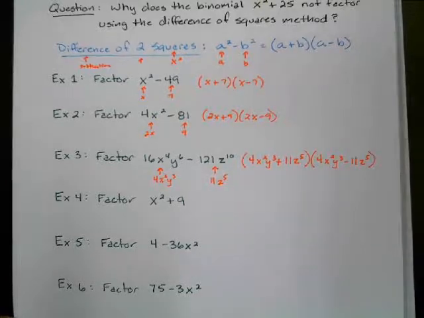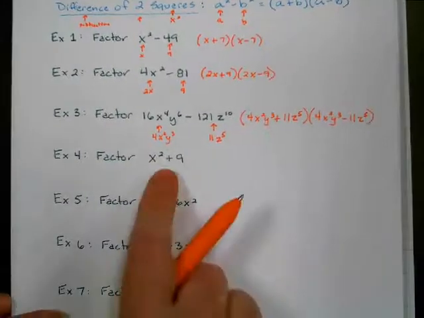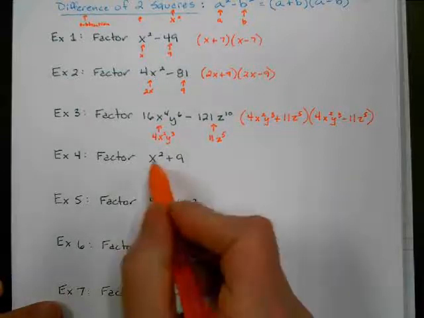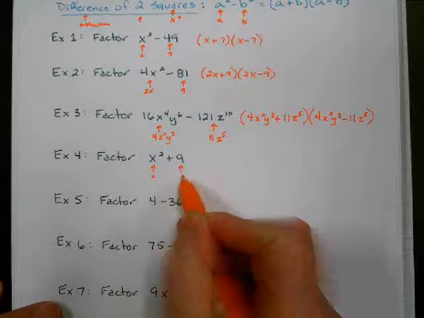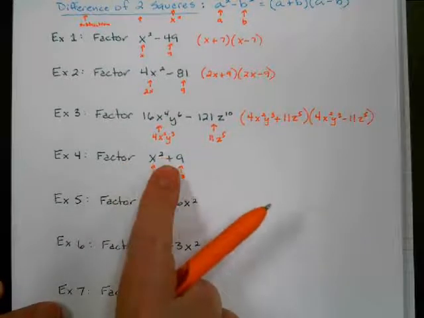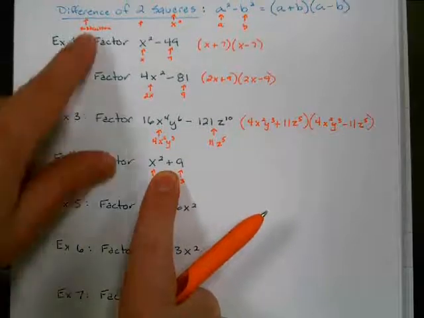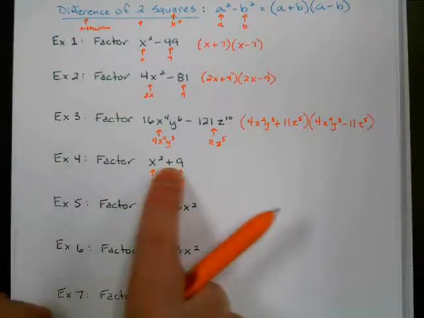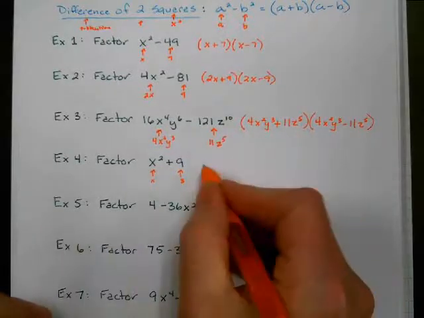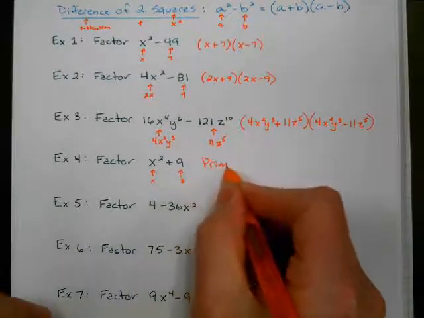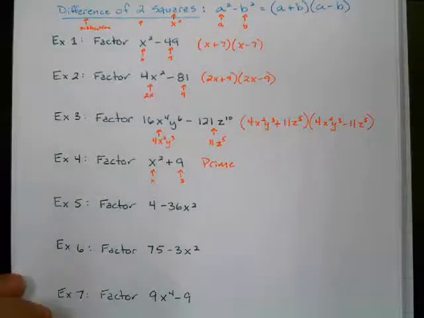All right, moving on. Why is this easy problem there? Because it's not easy. It looks like this is the perfect square of x, and this is the perfect square of 3, so what's the problem? It's not the difference. This is the sum of two perfect squares, and we're looking for the difference. Do you see a negative sign there? I don't, so it doesn't work. This one would be prime. It does not factor. It has to be the difference. You have to have one positive and one negative.